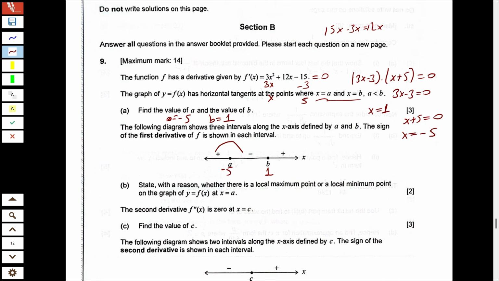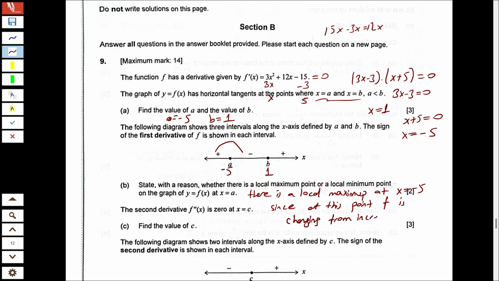Because of this, we can say that the point A is a local maximum, x equals minus 5, or you can say there is a local maximum at x equals minus 5, since at this point, f is changing from increasing to decreasing.